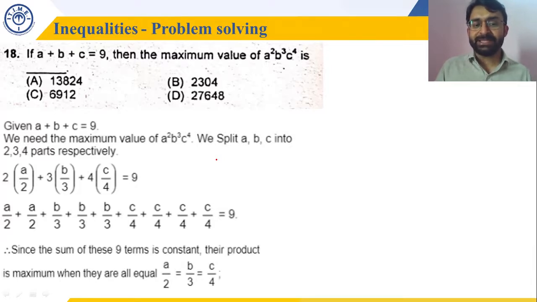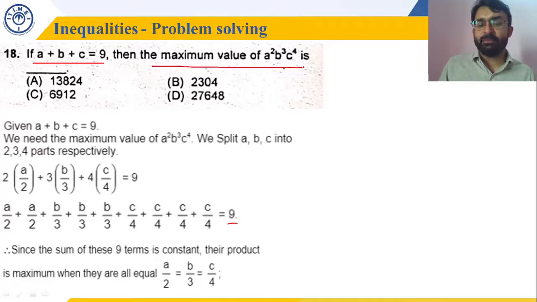Now since the sum of these 9 terms is constant, which is 9, if I add these terms, the summation is 9 constant. The maximum value of the product will be when all the parts are equal. That means a by 2 is equal to b by 3 is equal to c by 4. All the parts are equal. When the sum is constant, product is maximum when the value of each factor is equal. So a by 2, b by 3 and c by 4 has to be equal. With the help of this, I can find out the value of a, b, c in single variable and put this value in a square, b cube and c raised to power 4.